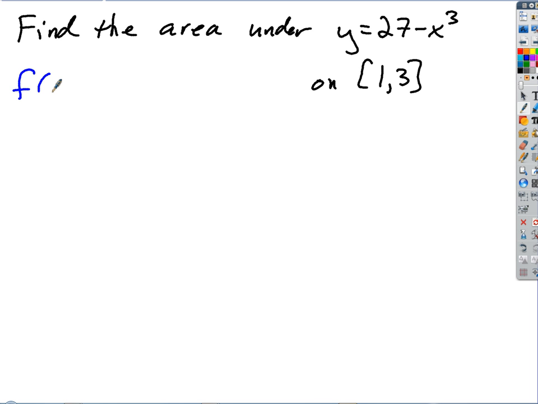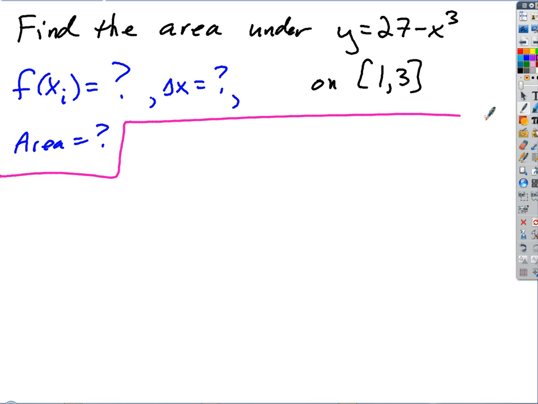They want to know what's f of x sub I, what's delta x, and then what is the actual area. Okay? And so what we're looking at here is setting up a sum of rectangles, right? But then we're going to let the number of rectangles approach infinity and get an exact answer.